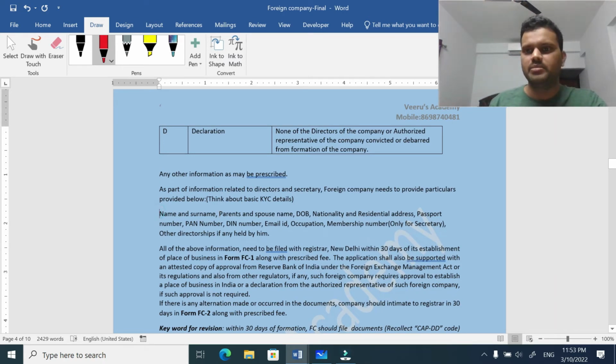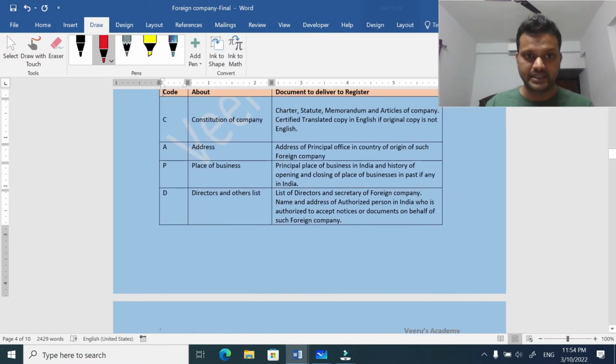Just like remember any application form that we have filled in our life. They all contain these kinds of basic information like name and surname, parents' name, spouse's name if he is married, and date of birth, nationality, residential address, passport number, PAN number, email ID, occupation, membership number in case of a secretary of that company, and other directorship if any held by him. So this is very basic KYC information that he needs to provide. That is about section 380.